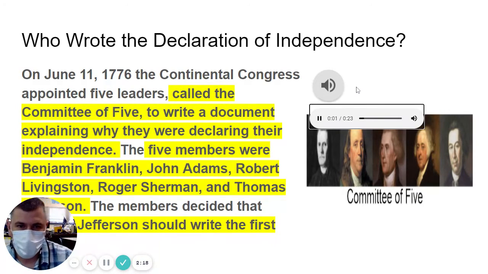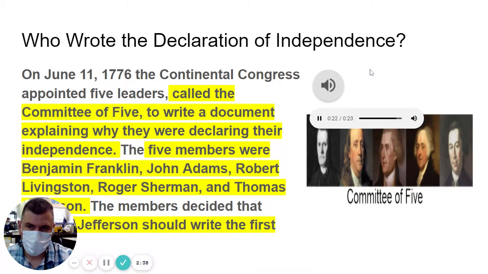Who wrote the Declaration of Independence? On June 11, 1776, the Continental Congress appointed five leaders called the Committee of Five to write a document explaining why they were declaring their independence. The five members were Benjamin Franklin, John Adams, Robert Livingston, Roger Sherman, and Thomas Jefferson. The members decided that Thomas Jefferson should write the first draft.